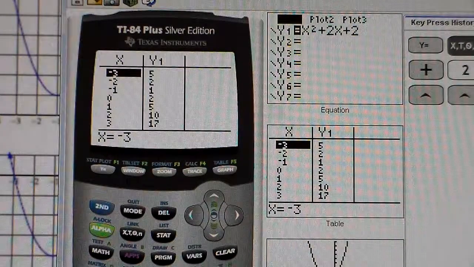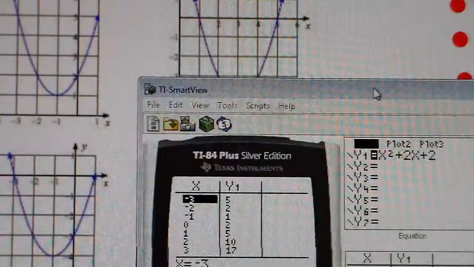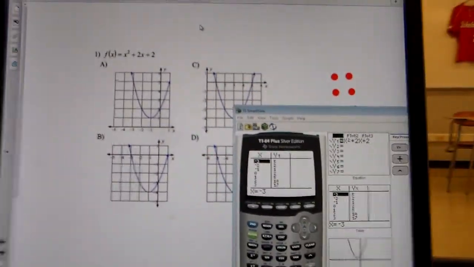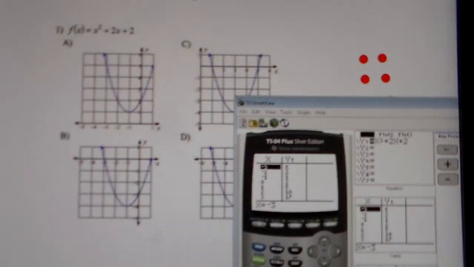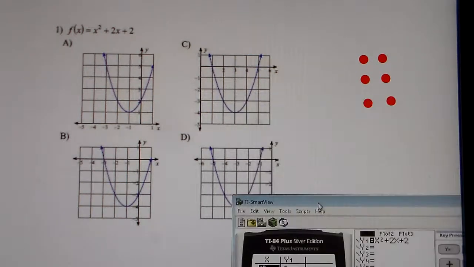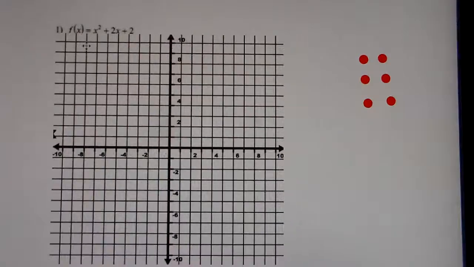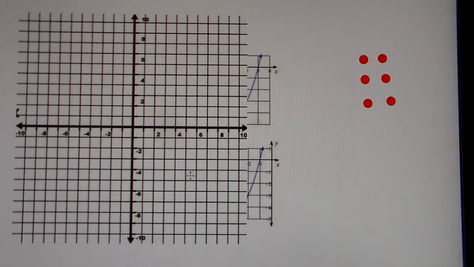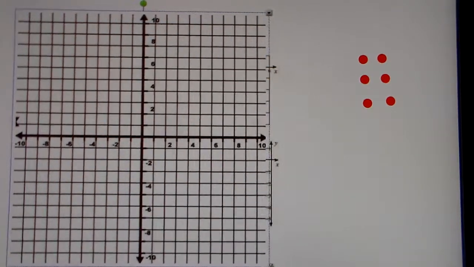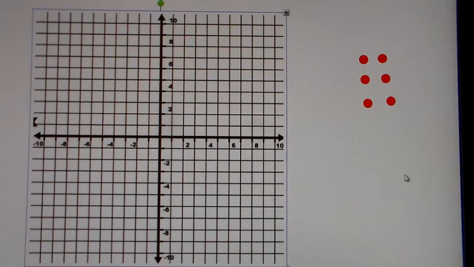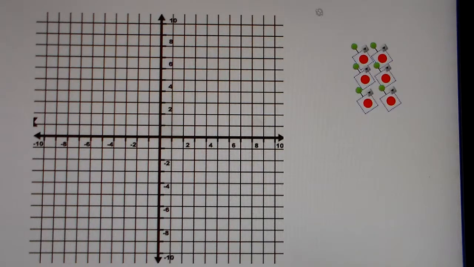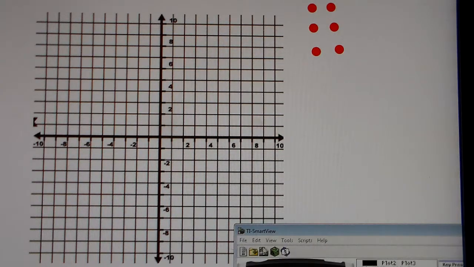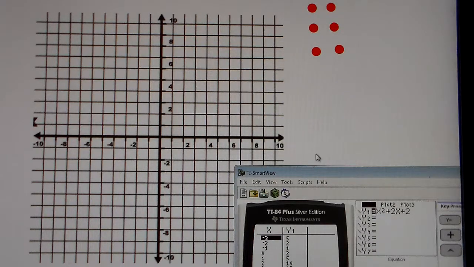So let's take a look. Let's actually plot those points on our own graph. So let's put that in the corner. We'll zoom out. And let's bring up our graph here. We'll make it nice and big. We'll use these red points to indicate things. And our graphing calculator could be off here on the side.